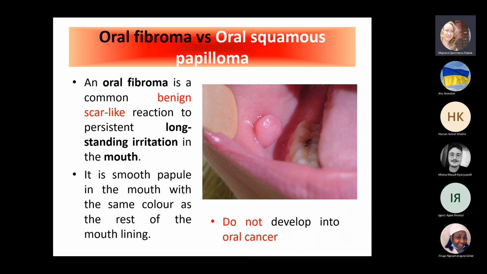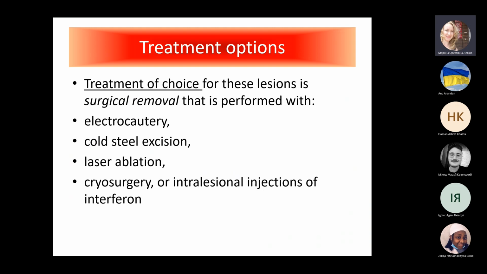Oral fibroma versus oral squamous papilloma. An oral fibroma is a common, benign, scar-like reaction to persistent, long-standing irritation in the mouth. It is a smooth papule in the mouth with the same color as the rest of the mouth lining. It does not develop into oral cancer. Treatment options. Treatment of choice for these lesions is surgical removal that is performed with electrocautery, cold steel excision, laser ablation, cryosurgery, or intralesional injections of interferon.